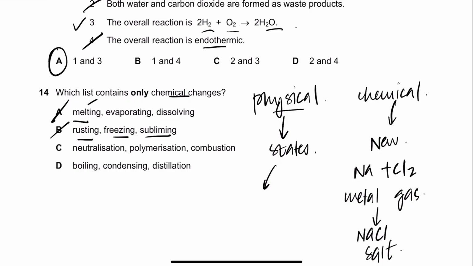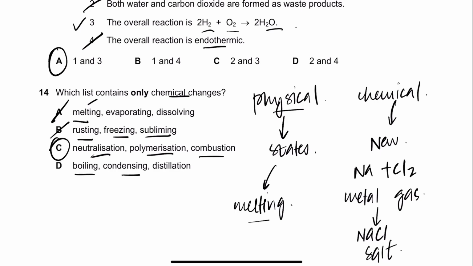And in physical change, I gave you guys the example of melting, boiling, subliming, freezing. They were all physical changes because you're just changing the state. You weren't making new products, right? So that's why B is wrong. Neutralization, yes sir, that's an acid-base reaction. Polymerization, yes, you're making polymers from alkenes. Combustion, yes, you're making new products as carbon dioxide and water. So C is my answer.